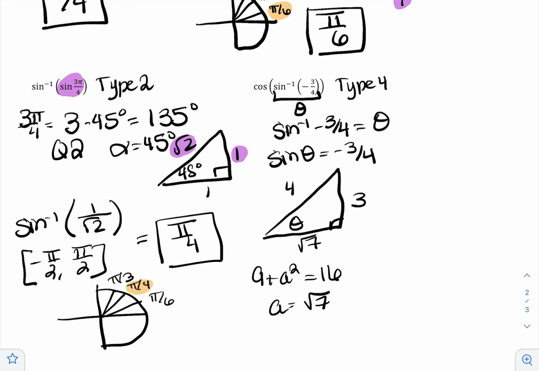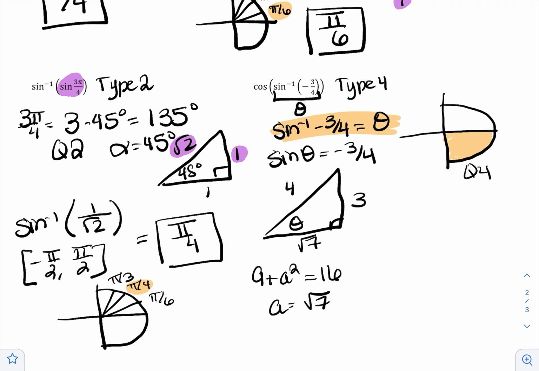I look at how I defined my angle. I defined it with sine inverse. So I am restricted from negative pi over 2 to pi over 2, which is here. But because the ratio is negative, that can only happen if it's in quadrant 4. So I know I am in quadrant 4.